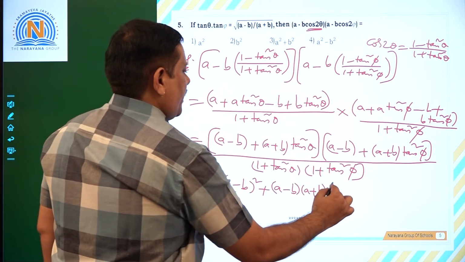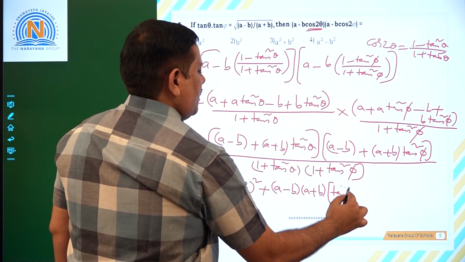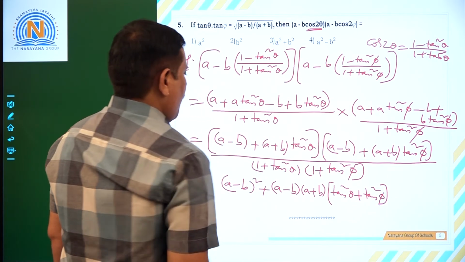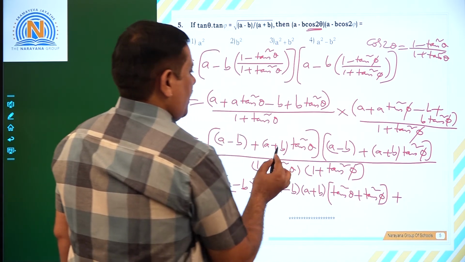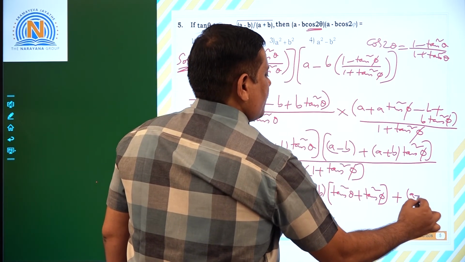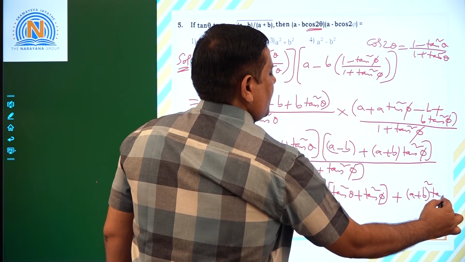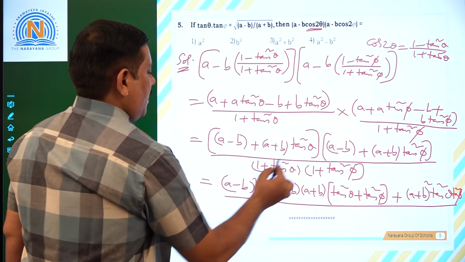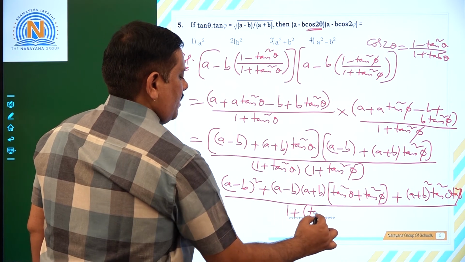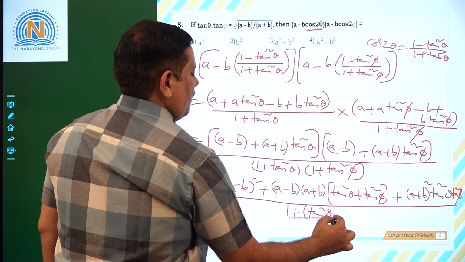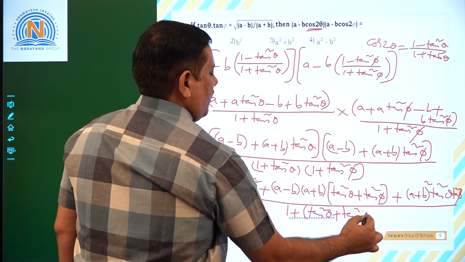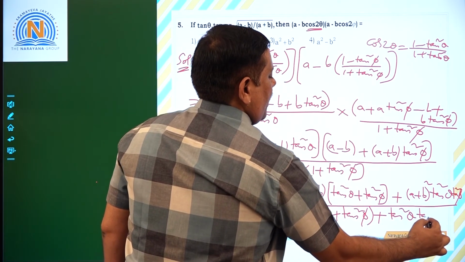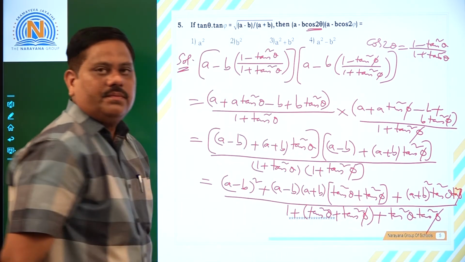Here also same thing, so I can simply write it as tan square theta plus tan square phi, plus (a plus b) into (a plus b), that is (a plus b) whole square times tan square theta tan square phi, upon the denominator, which is 1 plus tan square theta plus tan square phi plus tan square theta times tan square phi. This is the denominator we have.